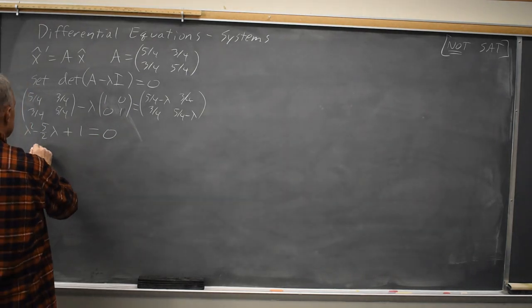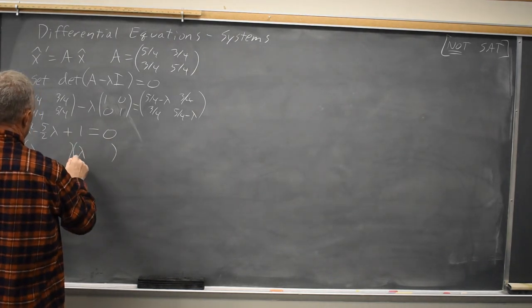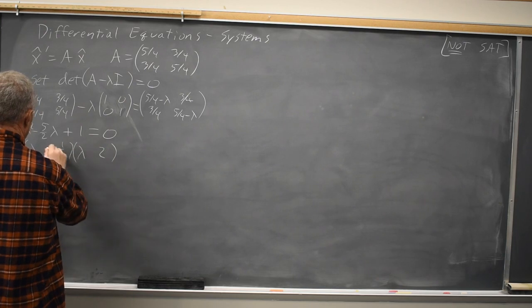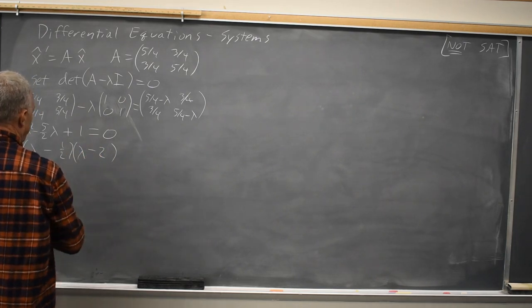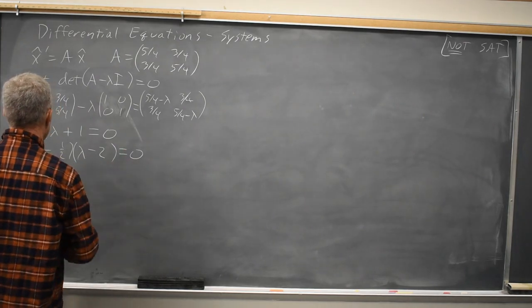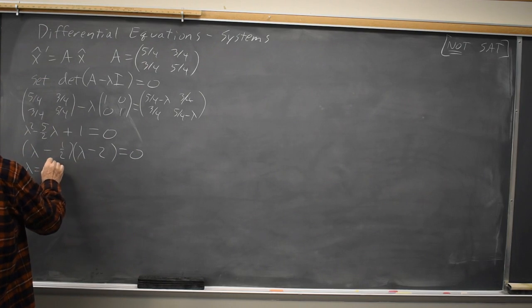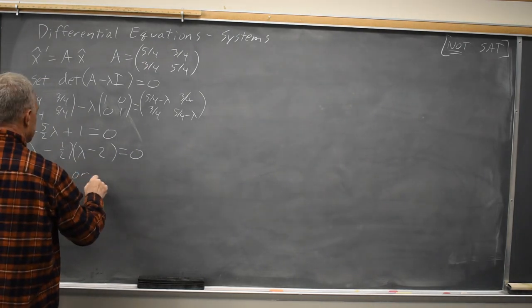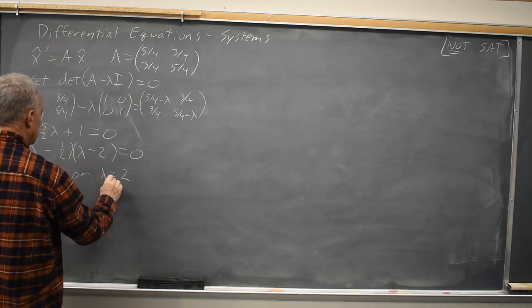This factors, and if the product equals 0, either the first factor is 0, so lambda equals positive 1/2, or the second factor equals 0, so lambda equals positive 2. I'm going to call these lambda 1 and lambda 2.